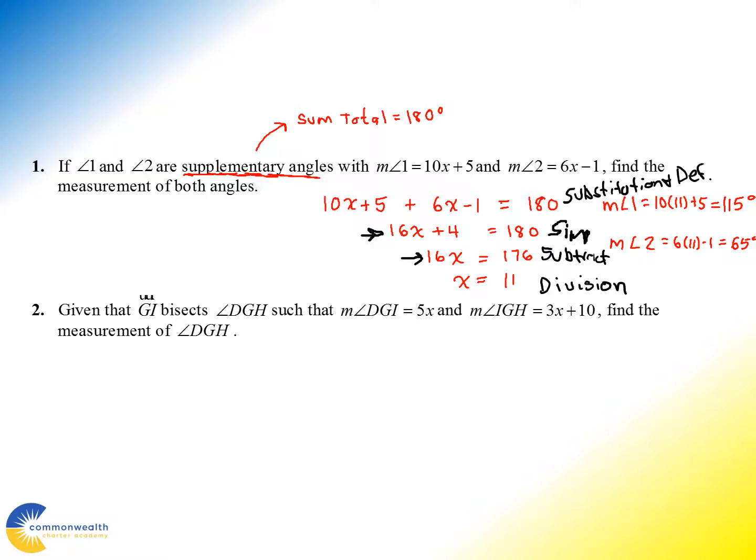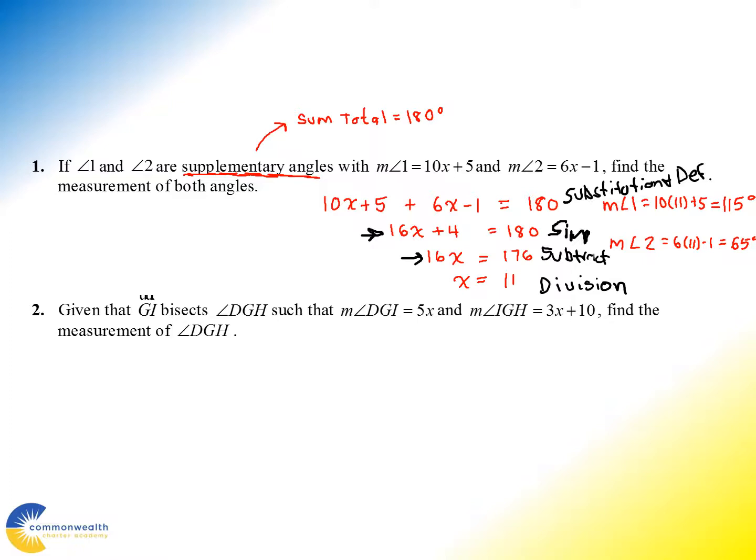So you're doing some of the algebra, but now they're going to be expecting you to slowly but surely start describing the reasons for why you're doing what you're doing. Number 2, same thing. It says, given that GI bisects the angle DGH such that DGI equals 5x and IGH equals 3x plus 10, find the measurement of DGH.